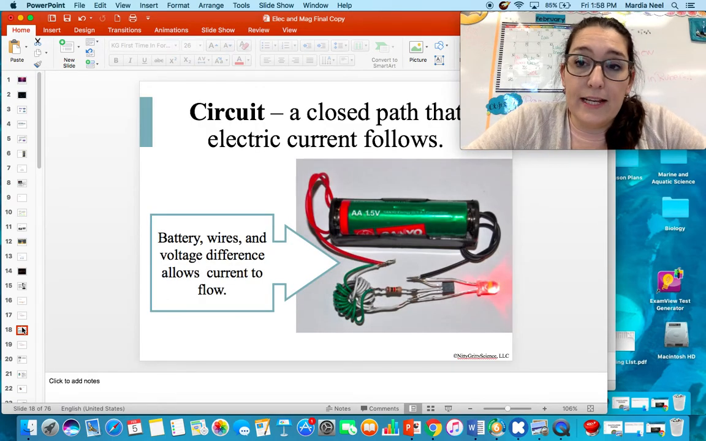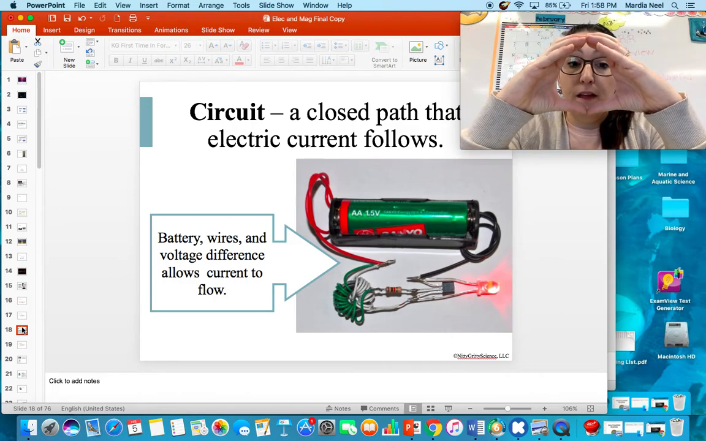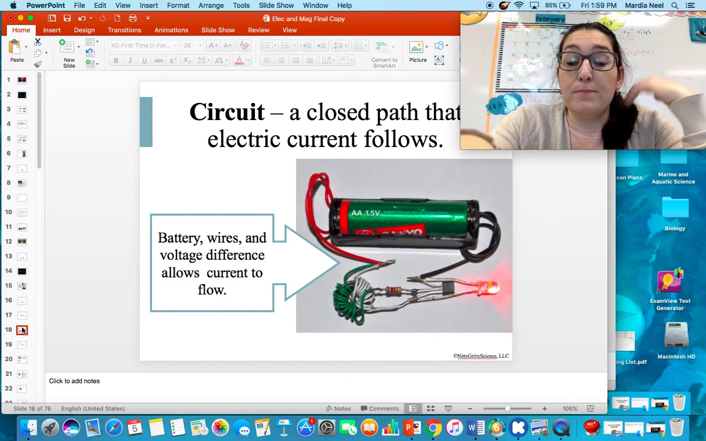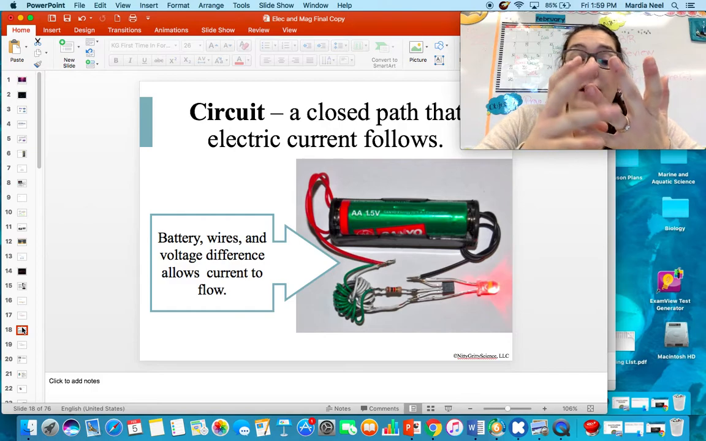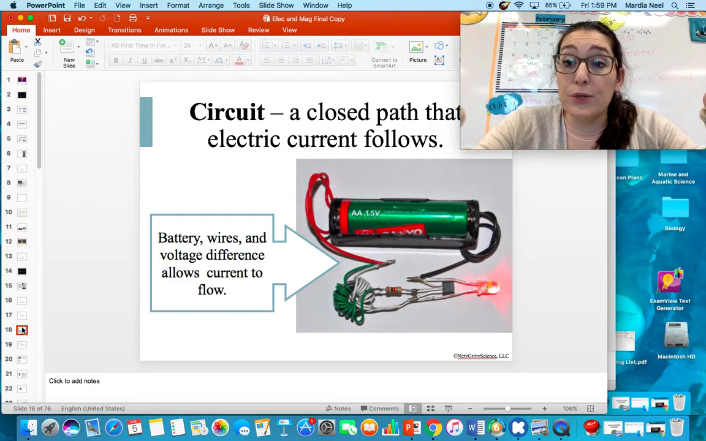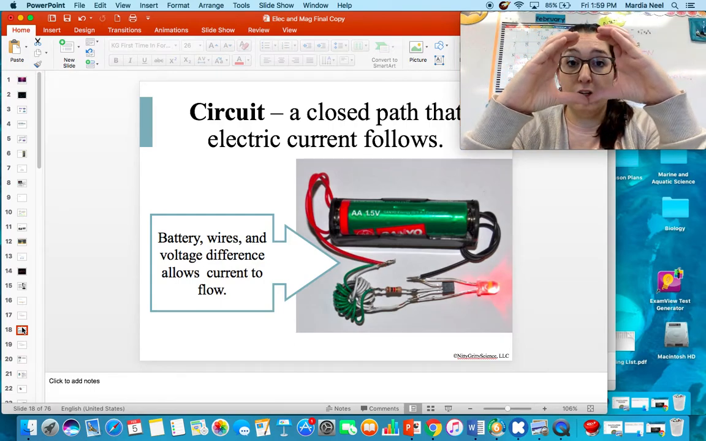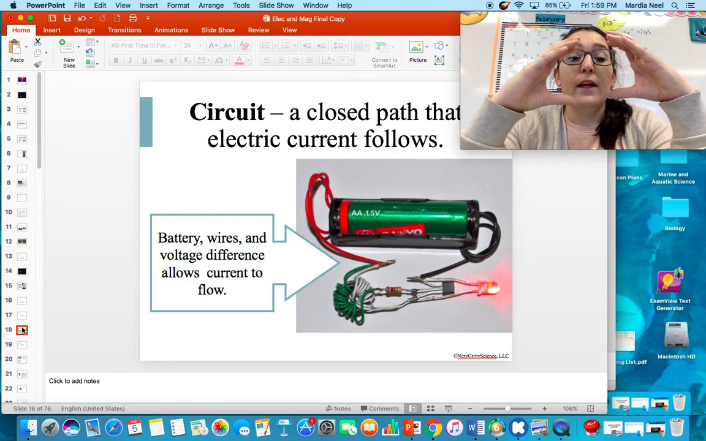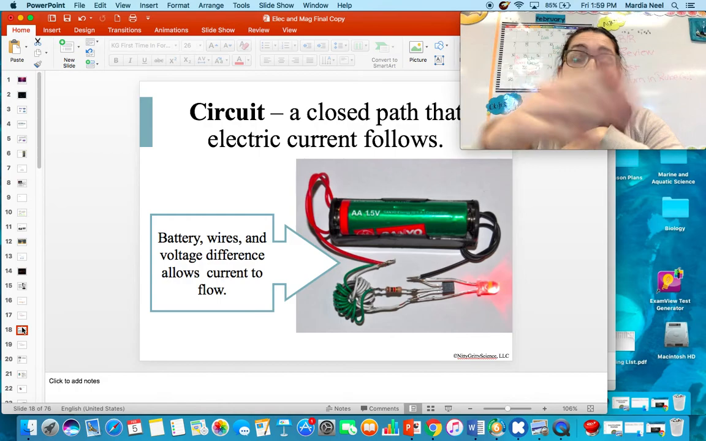A circuit is a closed path that the electric current follows. So it connects and makes one big circle. So we use batteries a lot of times to complete a circuit. If you've ever had anything that needs a battery in order to work, when you put that battery in, what you're doing is connecting the circuit. So it's open and you add that battery and it closes it in. The batteries, the wires, and the voltage difference are what allow that current to flow.